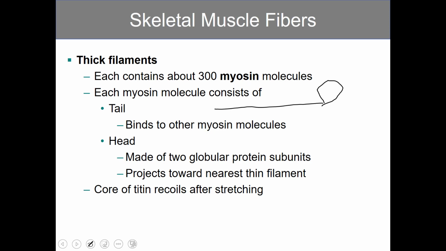The tail is going to bind to other myosin molecules, as we'll see in a minute. And the head is made up of two globular protein subunits that project towards the thin filaments. So there's two subunits here that sort of project towards the thin filaments. The core of the titin is going to recoil after stretching, and we'll see that shortly.